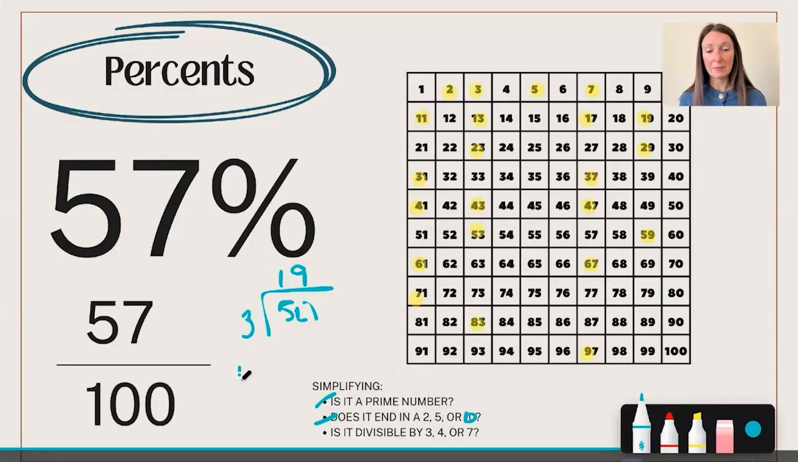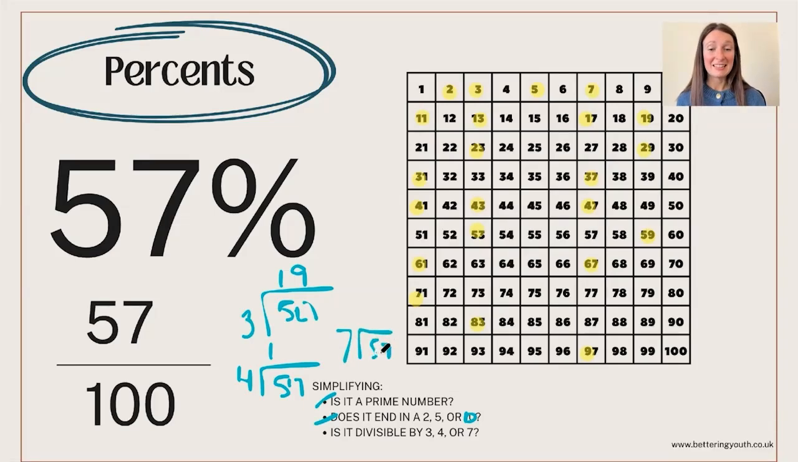Is it divisible by 4? Can 4 fit into 57? 4 goes into 5 one time, carry the 1. 4 does not go into 17, so it's not divisible by 4. Is it divisible by 7? 7 into 57. 7 doesn't go into 5, so we need to know, does it go into 57? Well, let's use our 7 times tables. What's one that's probably quite close? We know our 7 times 2 is 14. What's 7 times 5? 7 times 5 is 35. So that's quite close. But let's go a little bit higher.